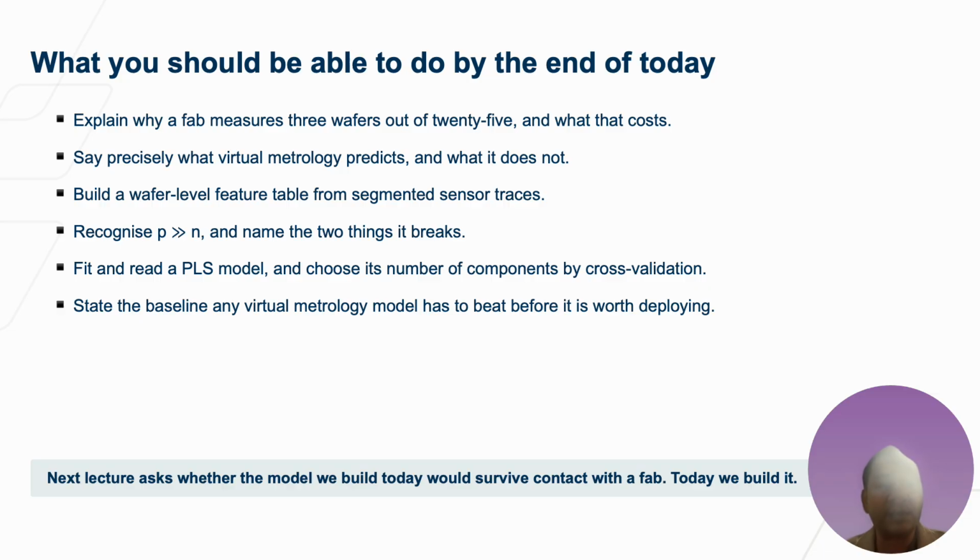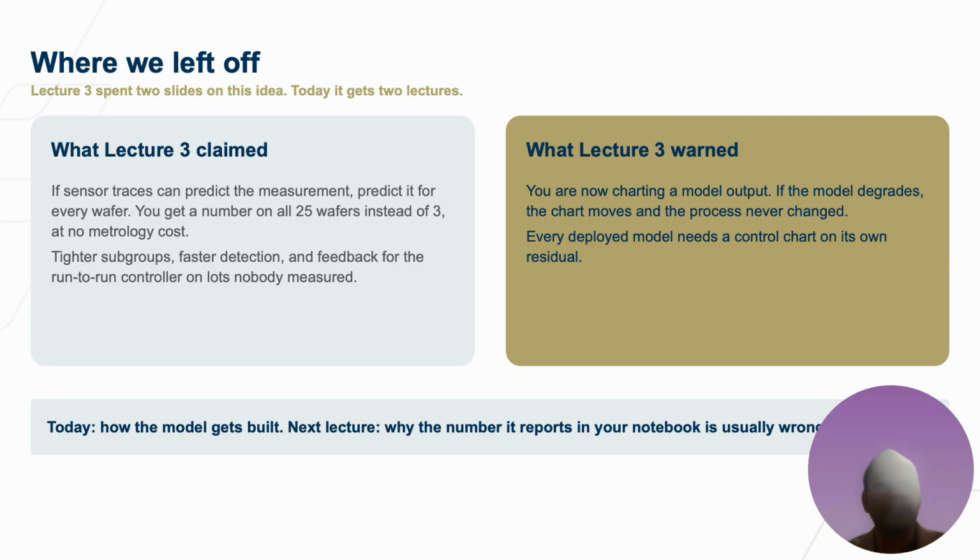Recognize P much greater than N and name what it breaks. You have met this before. Lecture spree spent 2 slides on virtual metrology, and I promised we would come back. The claim was this: if sensor traces can predict the measurement, and they can because a trace is the record of what physically happened to the wafer, then predict it for every wafer.